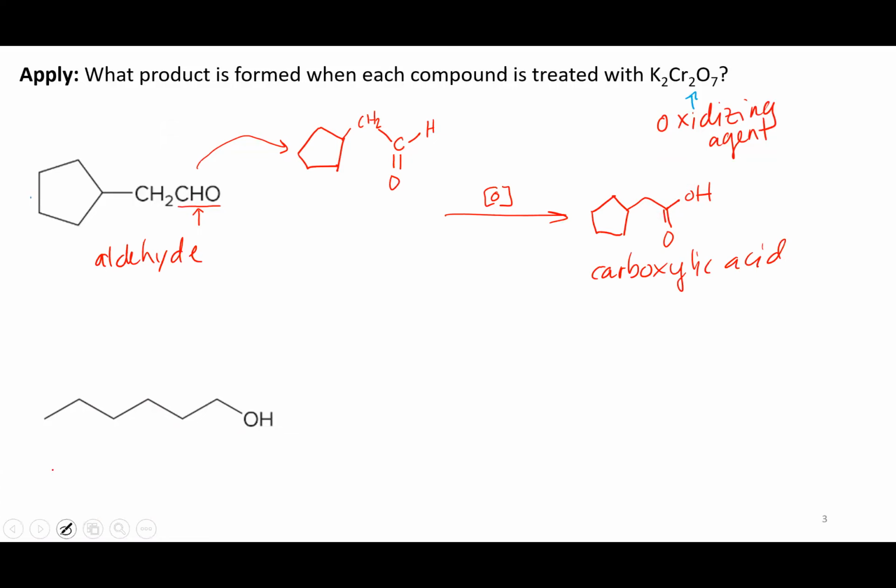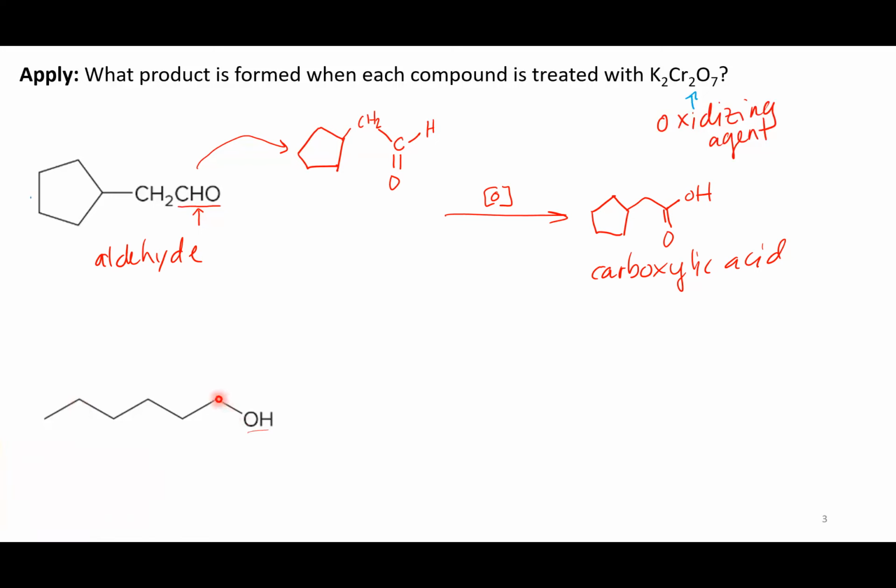Okay. And then recall that this notation here, this bracket with an O inside, just means I have an oxidizing agent. And in this case, it's going to be potassium dichromate. All right, let's look at our second example here. Here, I notice I have an alcohol. Well, we've learned that alcohols can be oxidized. So let's see if it is possible.